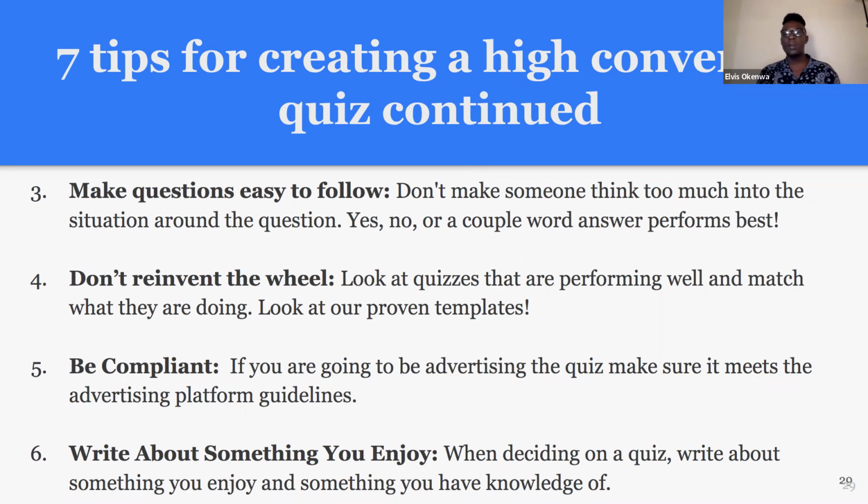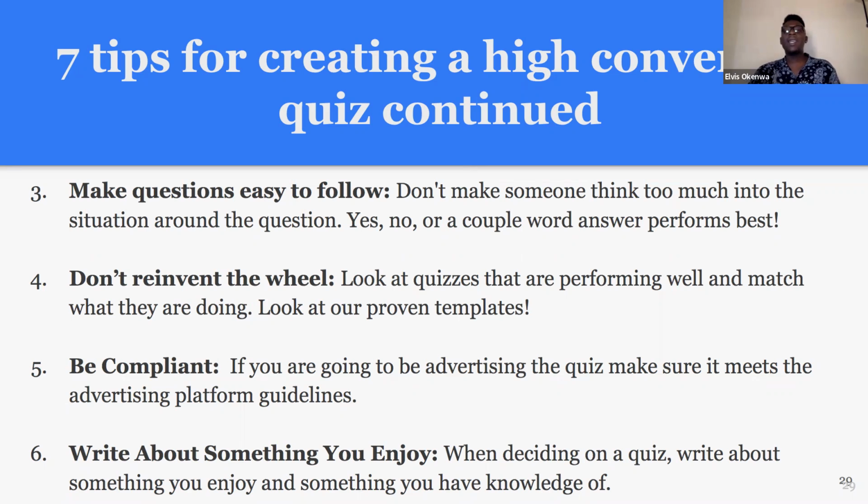The fifth is be compliant. This is very important. If you are going to be advertising the quiz on social media platforms, Facebook, Google, LinkedIn, make sure that it meets the advertising platform guidelines. You don't want a situation whereby you create your quiz, try to advertise, then one of these platforms bans your account because you did not meet the advertising platform guidelines. So make sure you go through the advertising platform guidelines where you want to advertise your quiz, and make sure you're compliant with all of them.